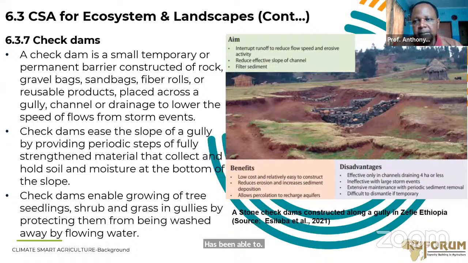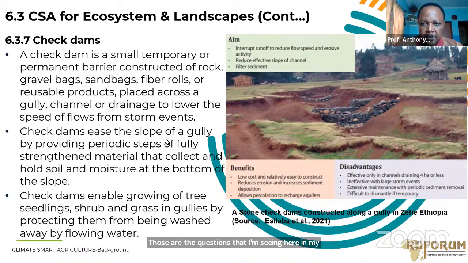So it is there, but I think much more work needs to be done, especially on use of fossil fuels and reducing of the greenhouse gases. Those are the questions that I'm seeing here on my screen. Okay, maybe I see something else. How can we fight fall armyworm using CSA?